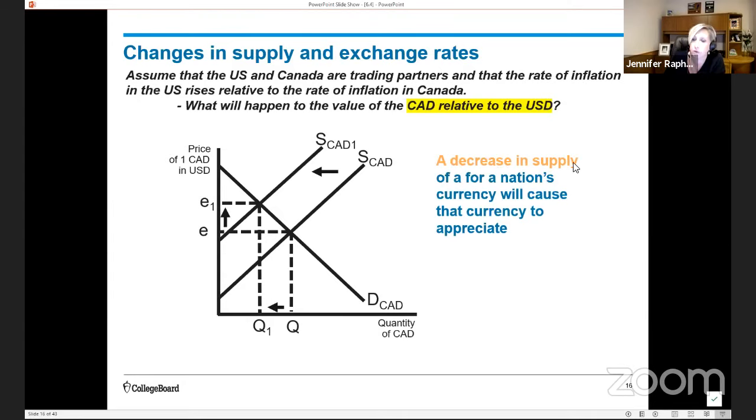So we can conclude that a decrease in the supply of a nation's currency is going to cause that currency, I'm sorry, that should say that the CAD will appreciate relative to the US dollar. See, you got to do it really systematically and check yourself. We can see that the CAD is appreciating because of the decrease in the supply of the CAD.